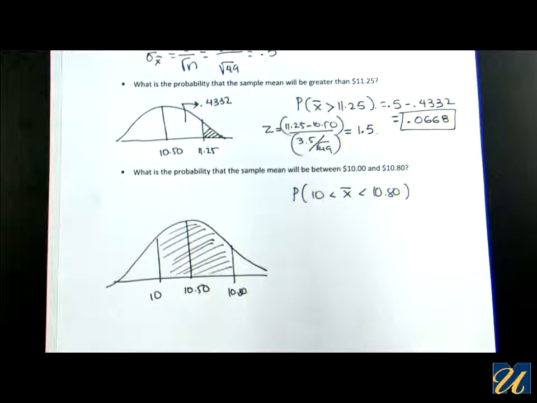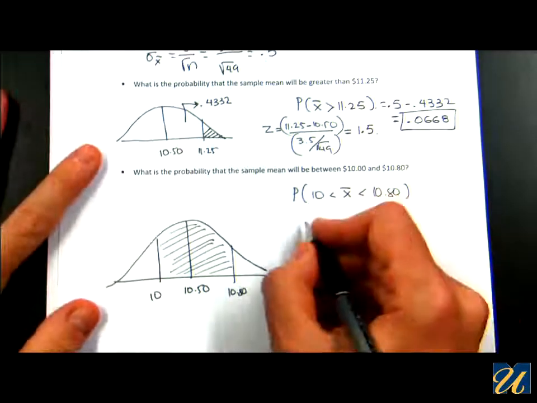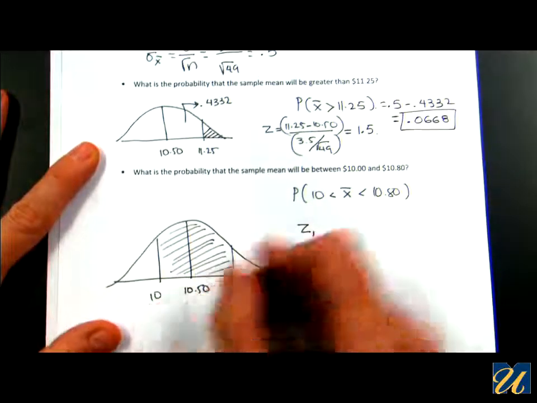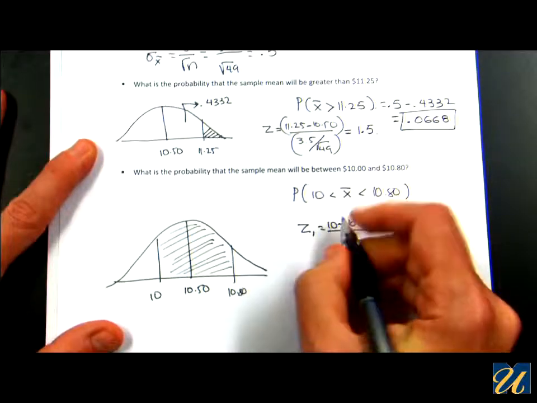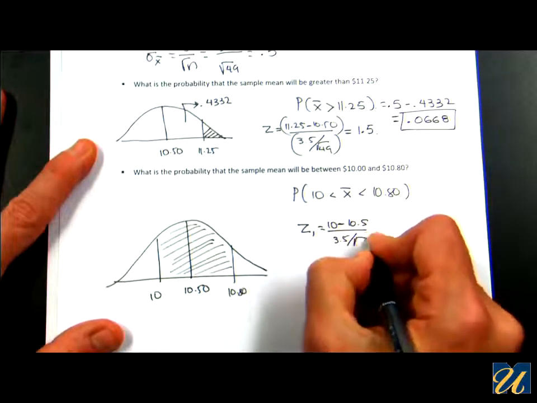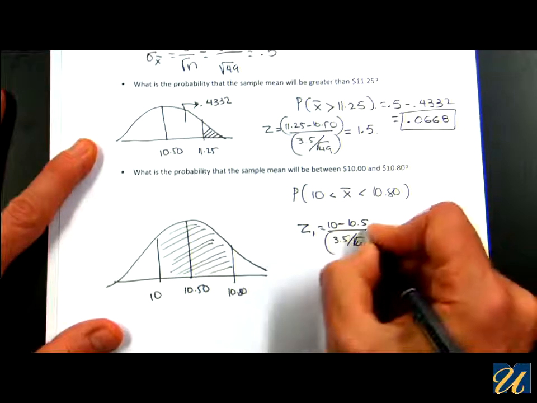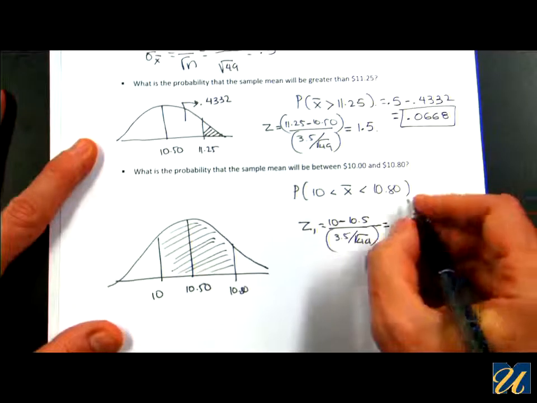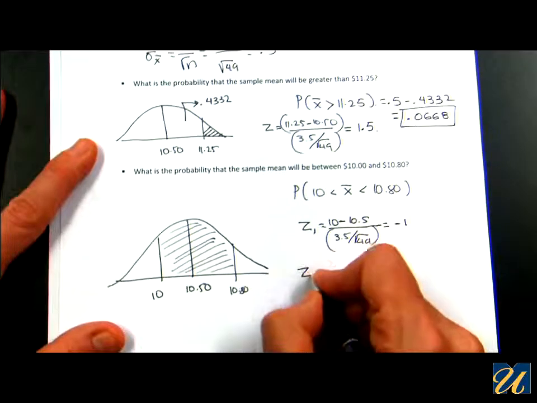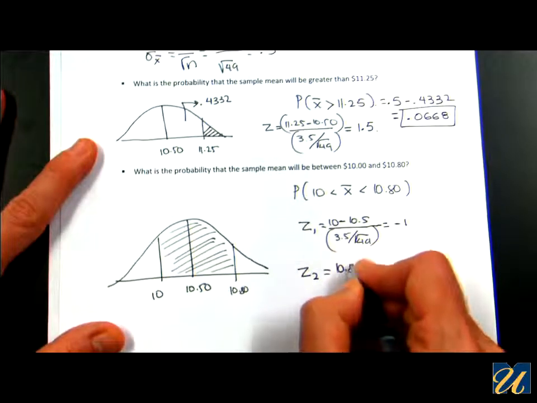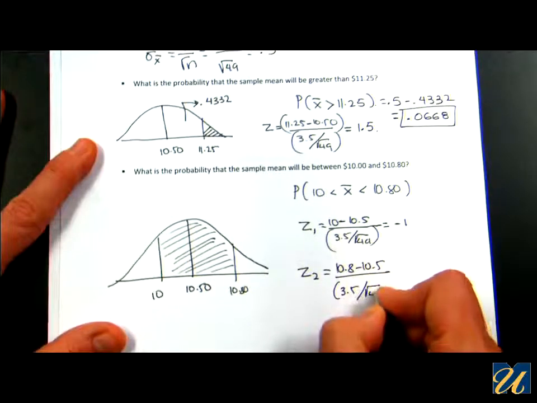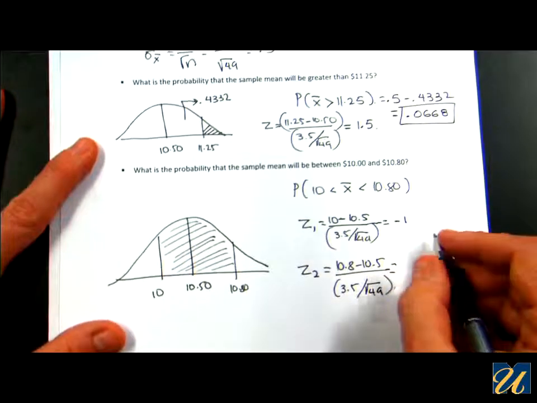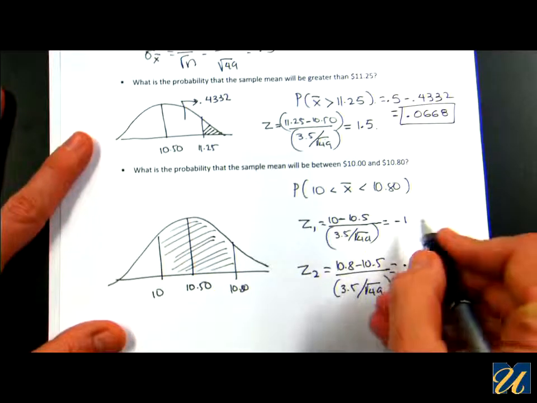We have two values. We're gonna calculate two z-scores. So for the first z-score, for 10, we will do 10 minus 10.5 over 3.5 divided by square root of 49, or 0.5, which will be equal to -1. Z2 is 10.8 minus 10.5 over 3.5 divided by square root of 49, and this will be positive 0.6.